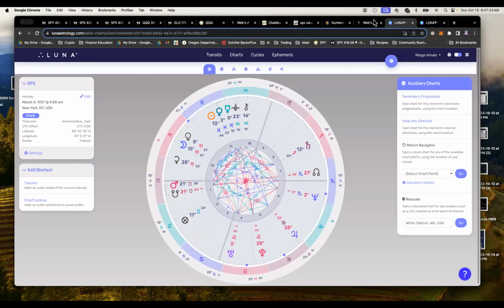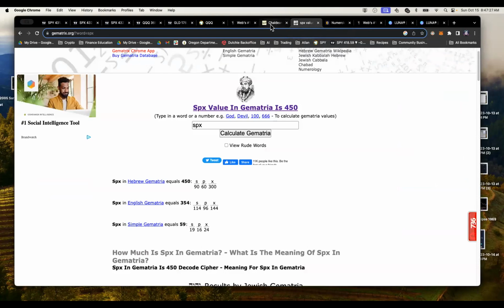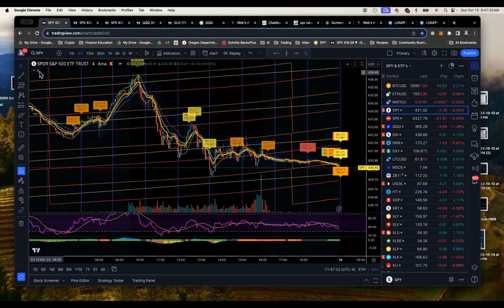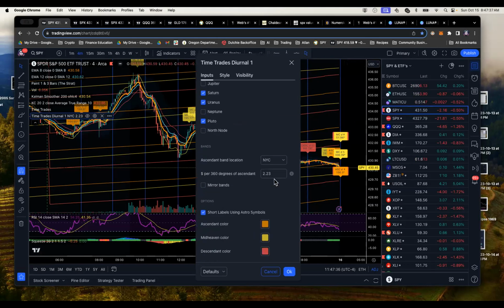Well, this is SPX here. So what I noticed, let's stick with SPY right now. So we've got 23 in Chaldean. So I came over here to SPY and I loaded the dollars per 360 degrees at 2.23.